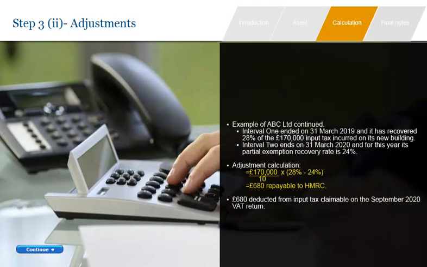Let us return to our example from 2 slides ago. We had a partially exempt business whose baseline VAT recovery on a new building was 28% of the total £170,000 VAT bill. In interval 2, the recovery percentage fell to 24%, so an adjustment is needed. Total input tax divided by number of intervals is £170,000 divided by 10, and 4% of this, i.e. £680, is repayable to HMRC. The repayment is included on the September 2020 return, i.e. the second return after the 31st of March year end.